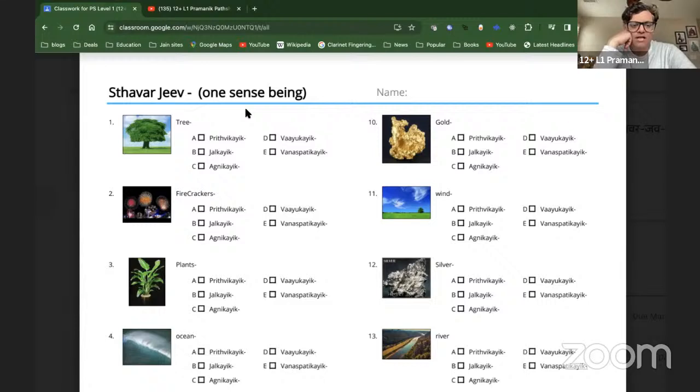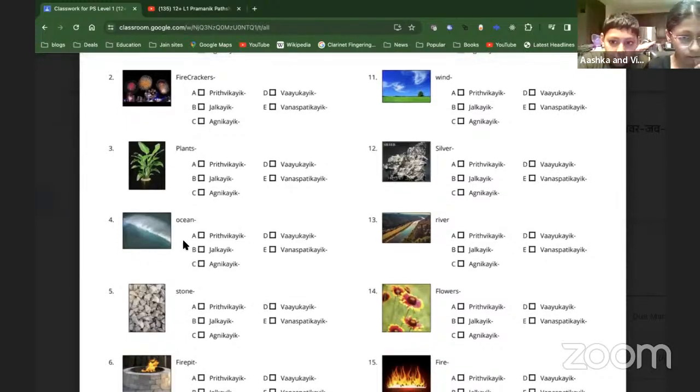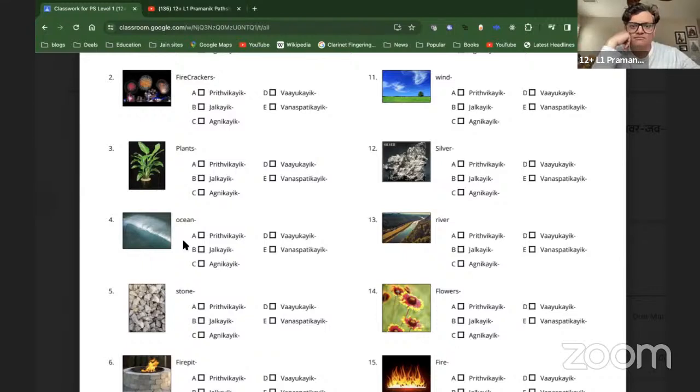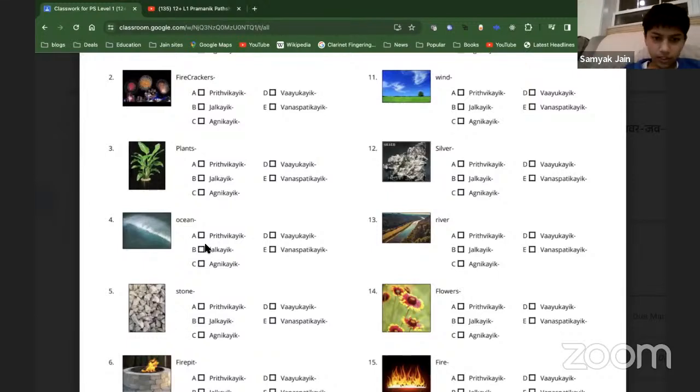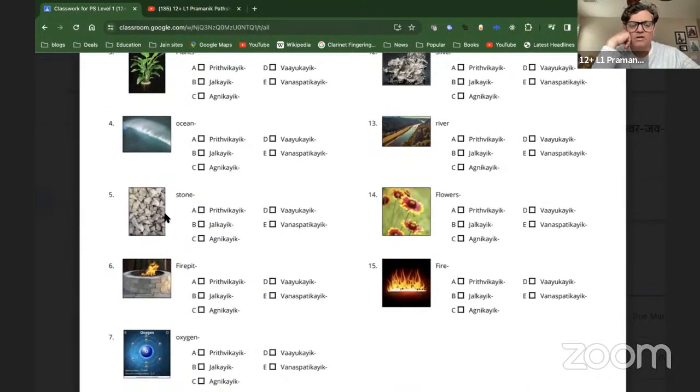Now, what are firecrackers? Go ahead, Ashka. Agni kaik. Yes, Agni means fire. Simple, right? It's a name conversion. If you know the root word in Hindi, then you can do it. Plants, I think we covered it already, so I'll jump. Ocean. Samyak, what is ocean? Jal kaik. Yes, it is Jal kaik. Okay, beta. Good job.